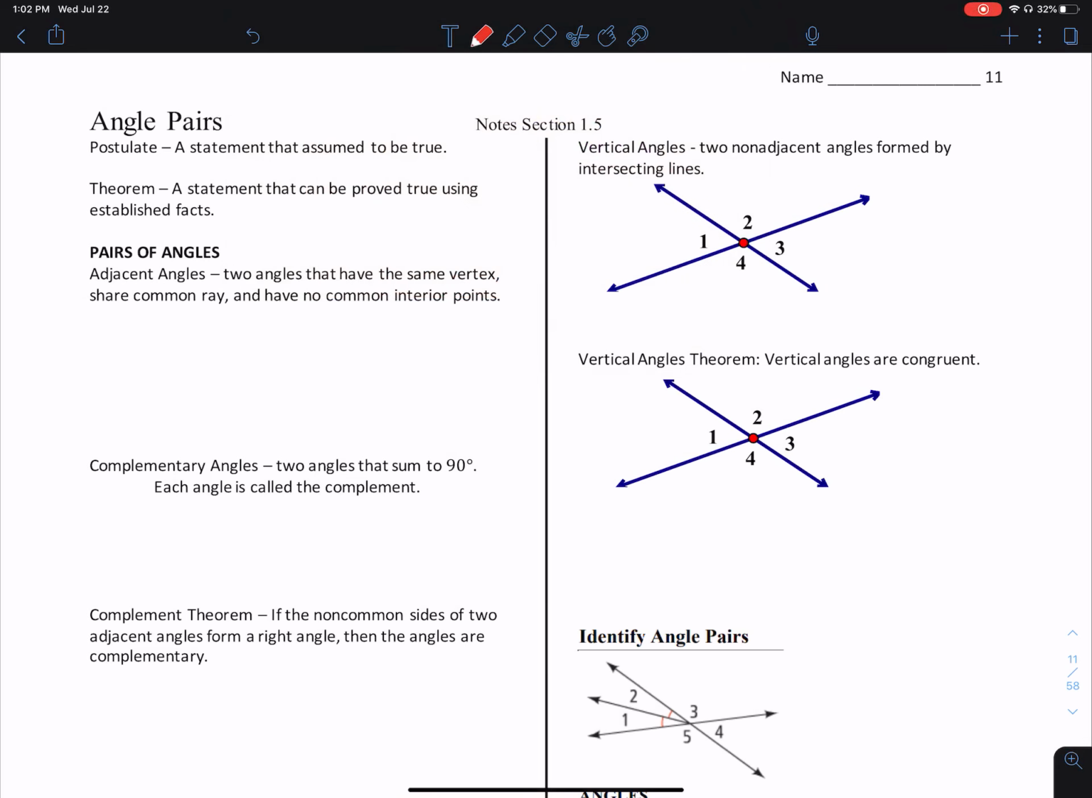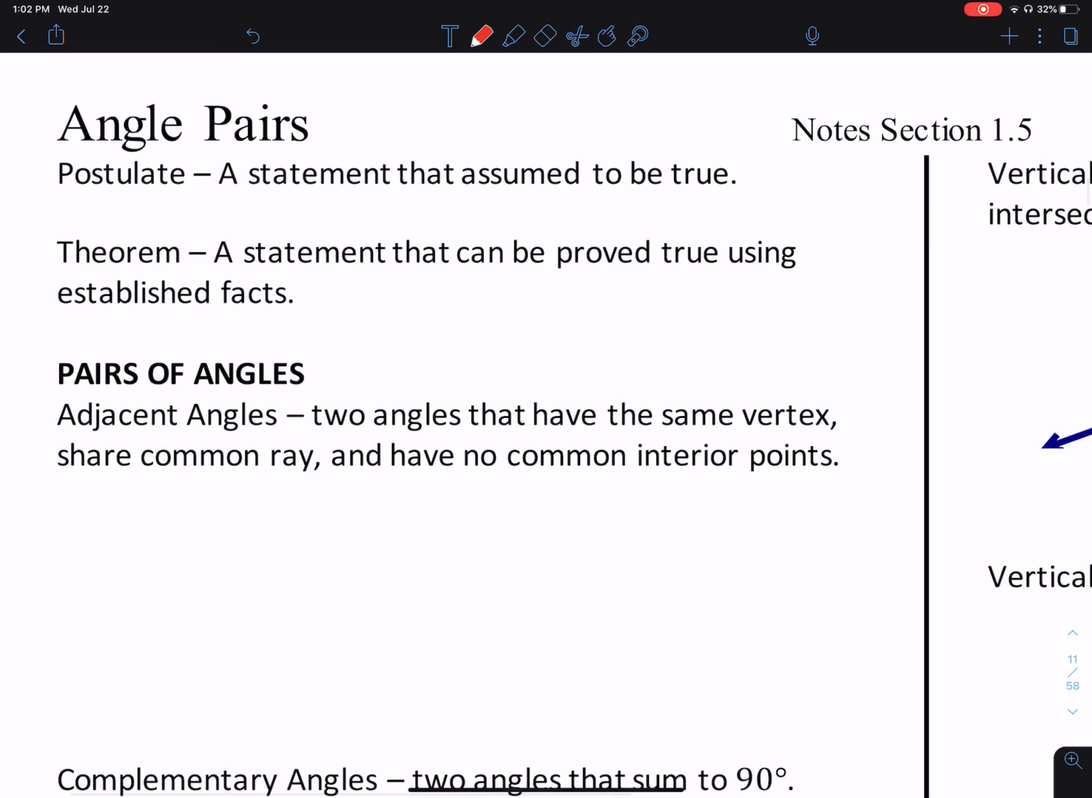All right, this is Geometry Notes section 1.3. Looking at different angle pairs. Lots of different pairs of angles. Review what a postulate is.